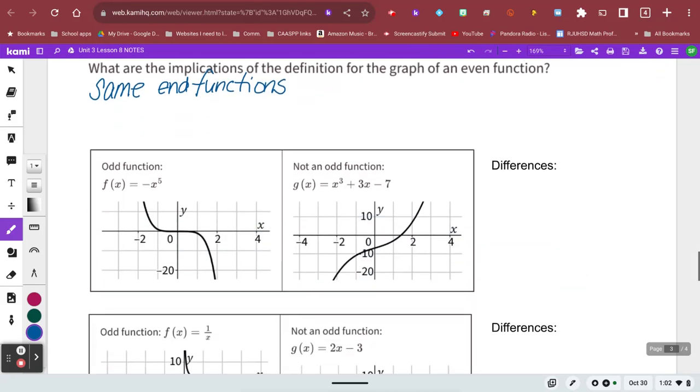Now here we go. Here's an odd. We can see the end behavior for the first one is going towards the positive on one side and towards the negative on the other. This one is also the same thing, going towards the positive, going towards the negative. But we can see it's a little bit lower from the origin. It's not going through the origin like this one is. So put in one difference here.